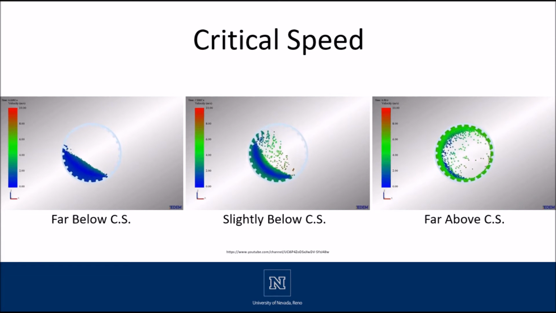As you can see from these three graphs, the middle one, which is slightly below the critical speed, will do the most crushing. The balls and particles are brought up through the side of the wall and crushed on the opposite side. If you're too slow, the balls stay at the bottom of the drum, and if you're too fast, the ball mill acts as a centrifuge.